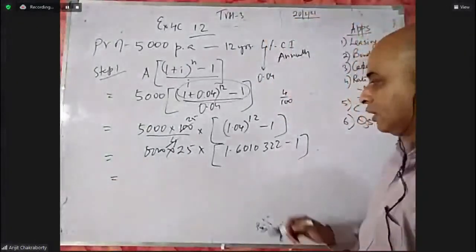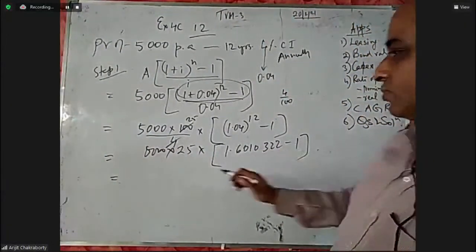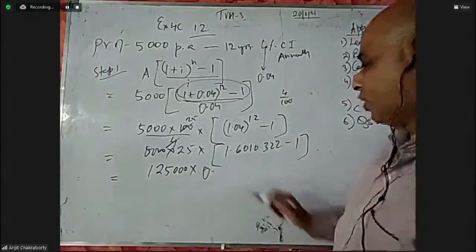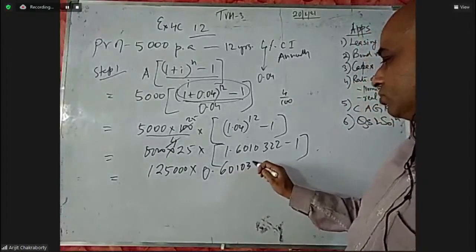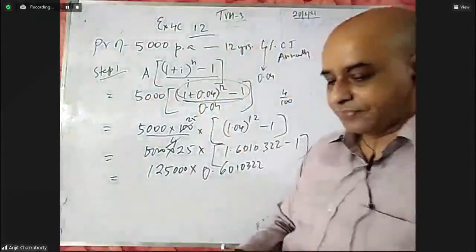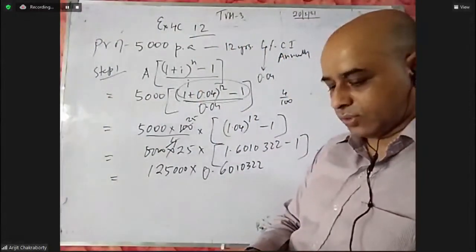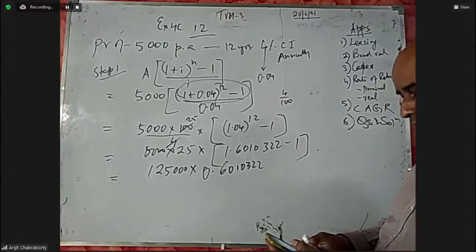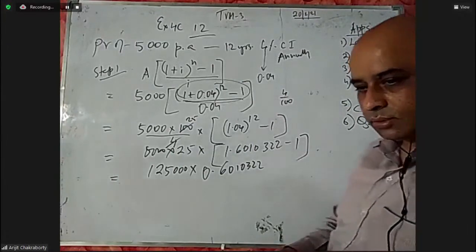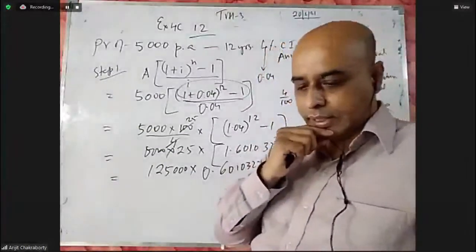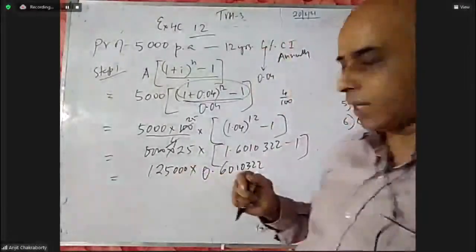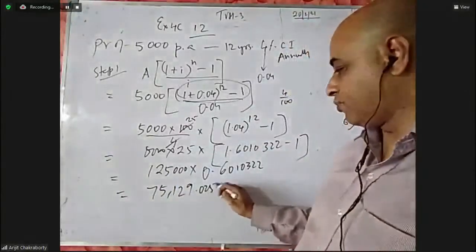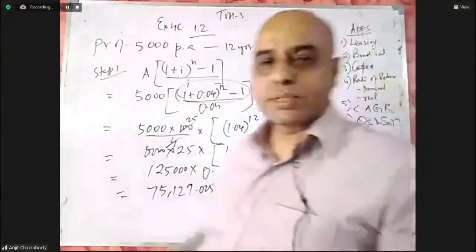1.6010322 minus 1. So this gives me 5,000 into 25, that is 1,25,000, into 0.6010322. Let me just check the multiplication. Yes, this is 125,000 into 0.6010322. Now this is coming to 75,129. Let me just write it out. 75,129. This is the future value.